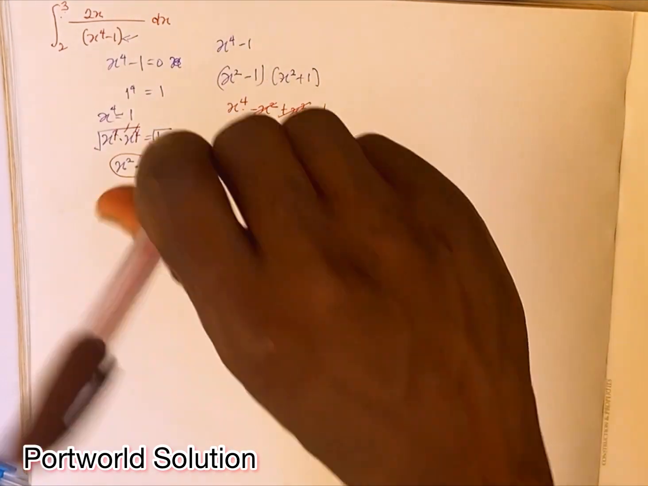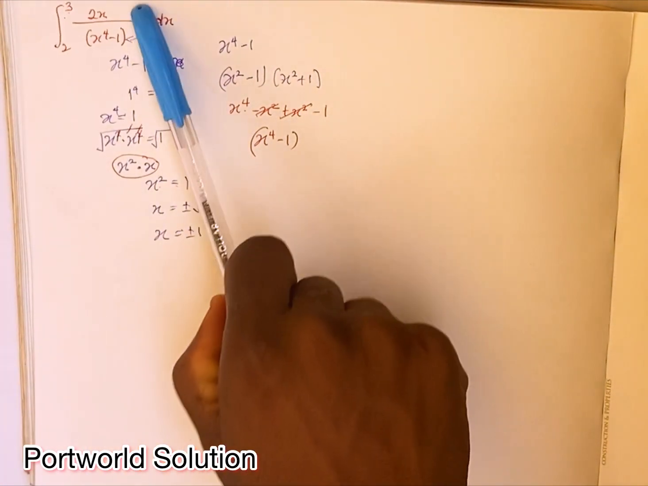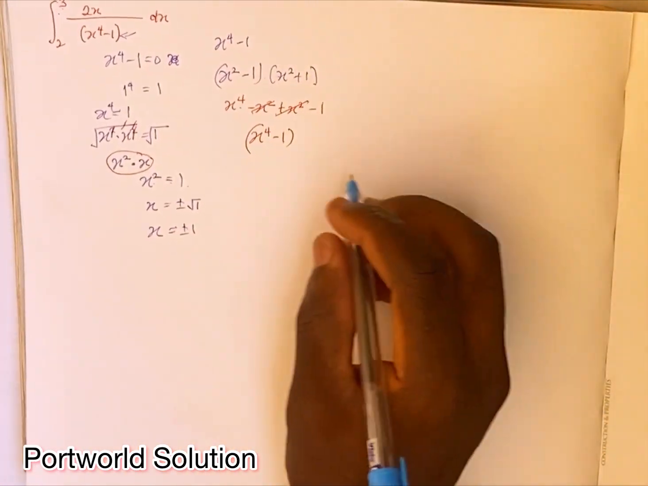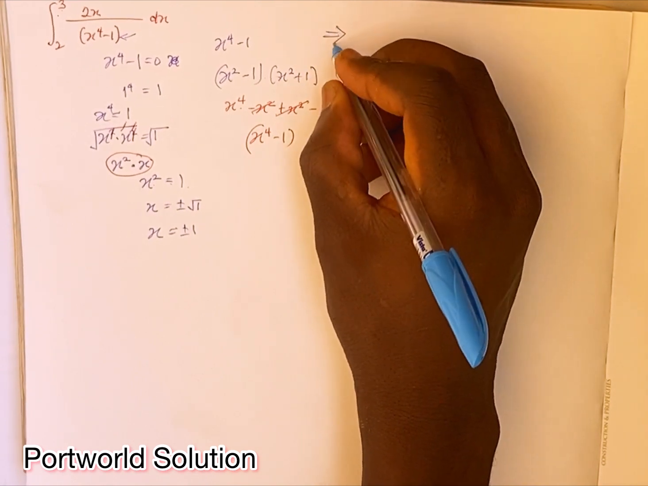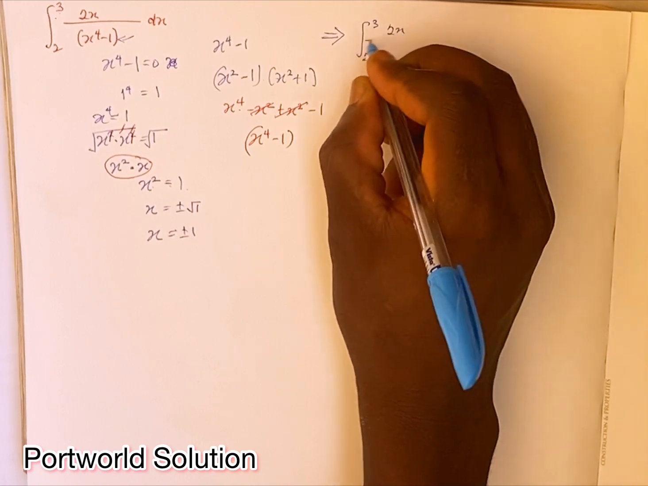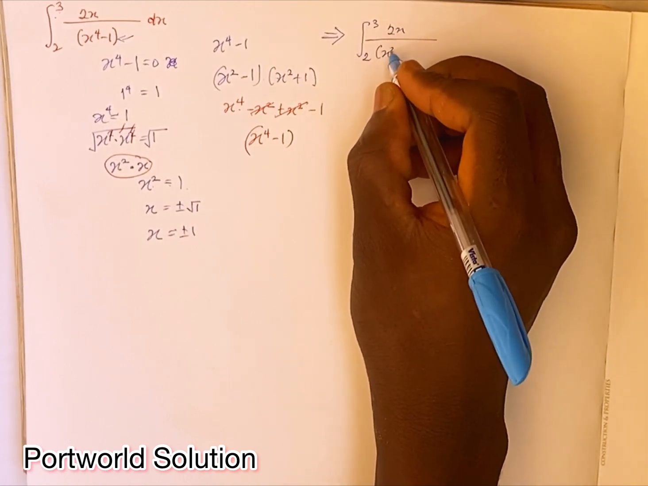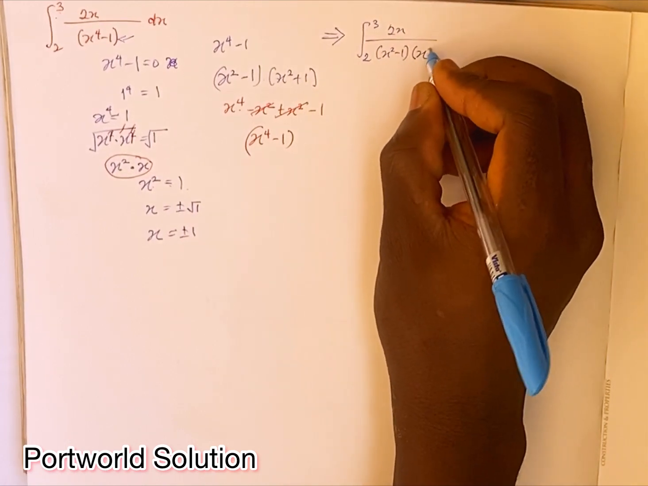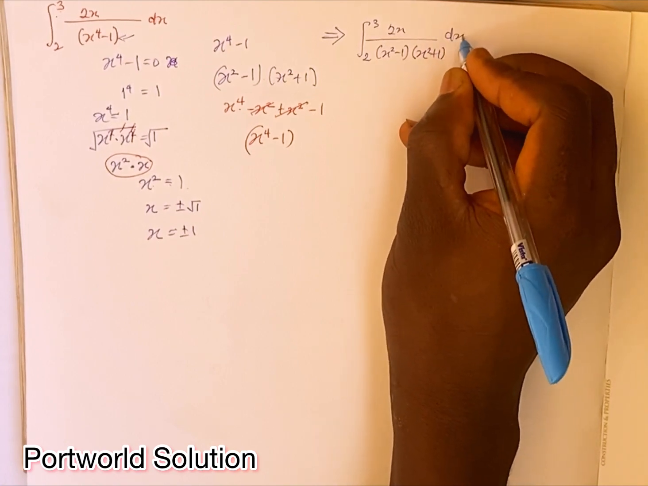So it's very simple. Instead of using this like this, I can just rewrite it as the integral from 2 to 3, right? I'm having my 2x divided by x squared minus 1 into brackets x squared plus 1 dx, right?